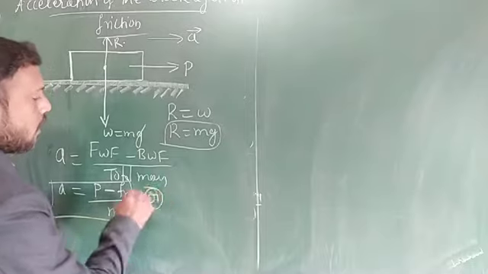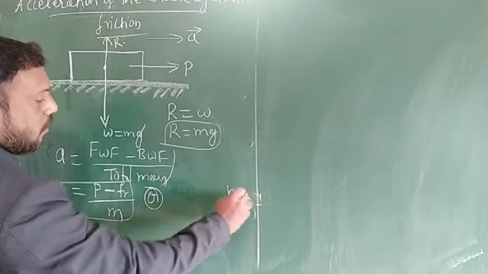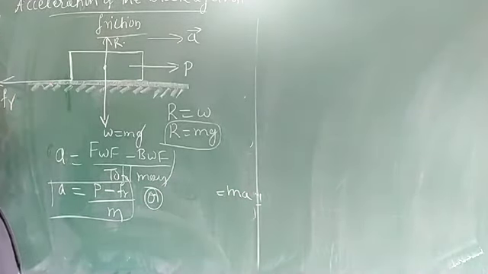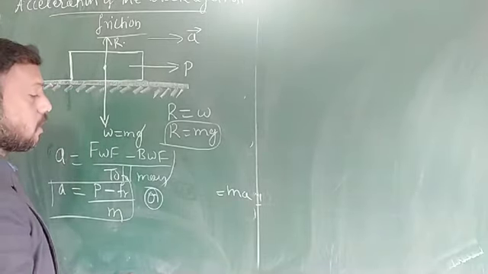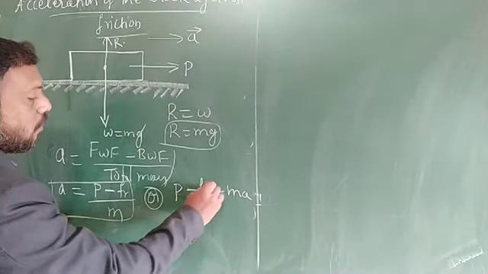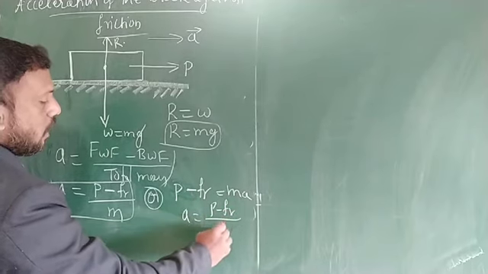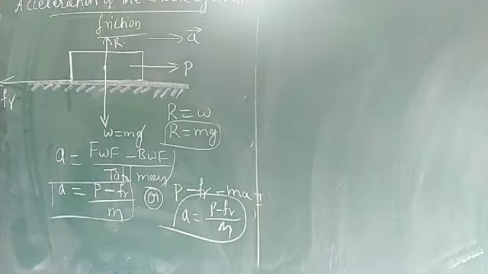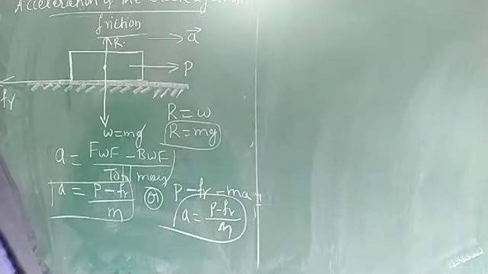Or acceleration can be calculated like this. m into a is the net force. Which are the forces acting in the direction of acceleration? Those forces we take as positive, that is P, minus the force opposite to the acceleration, which we take as negative, F_R. Therefore, a is equal to P minus F_R divided by m. Okay, this is the acceleration of the block against friction on the horizontal surface.